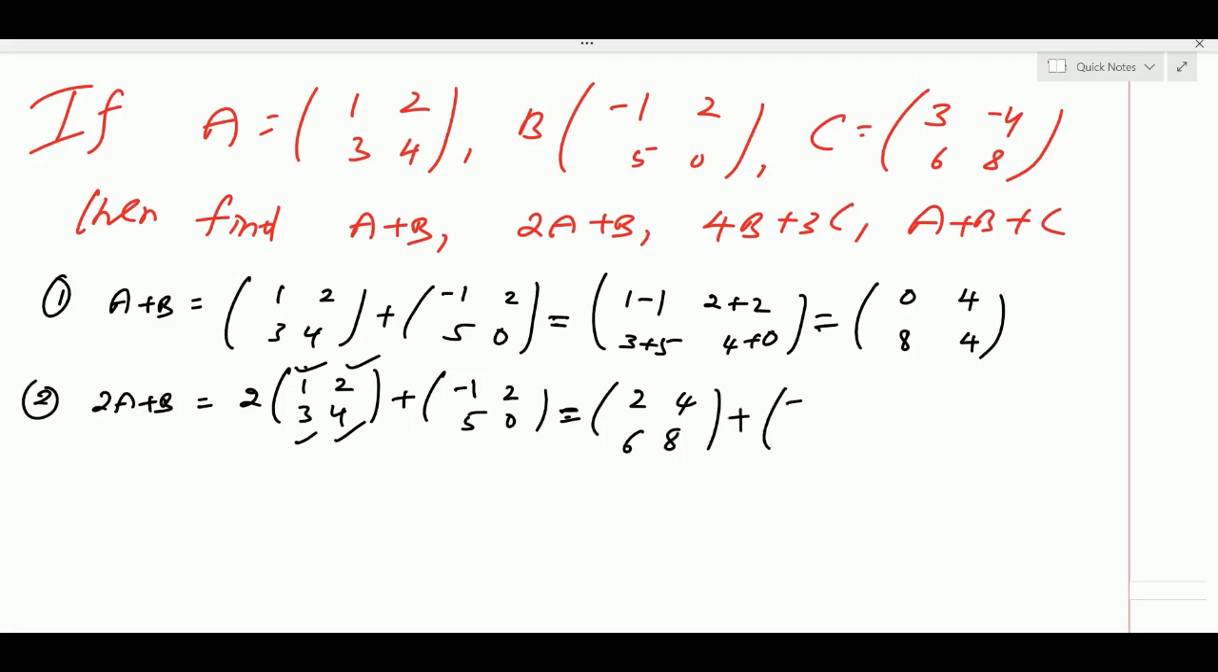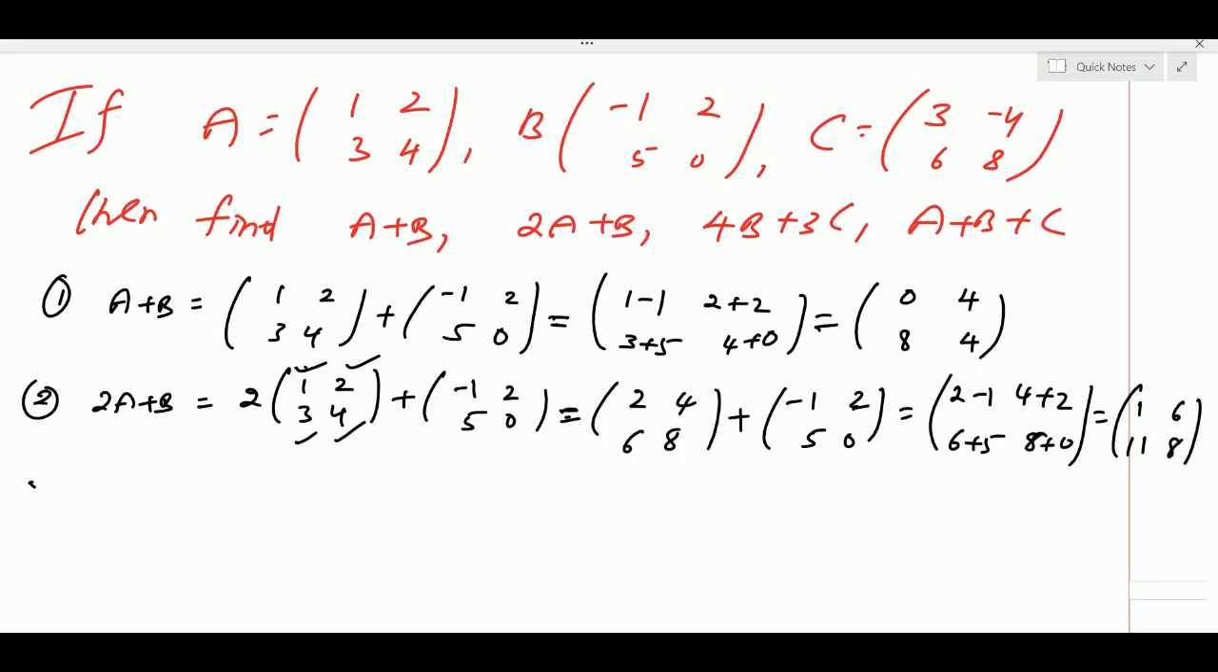B is what we have? Minus 1, 2, 5, 0. What is this resultant? That is 2 minus 1, 4 plus 2, 6 plus 5, 8 plus 0. At first, starting, you can add like this; later you can do it directly. To get in the habit at first, do it like this. 2 minus 1 is 1, 4 plus 2 is 6, 6 plus 5 is 11, 8 plus 0 is 8, right? The second part is done. What is the third one?